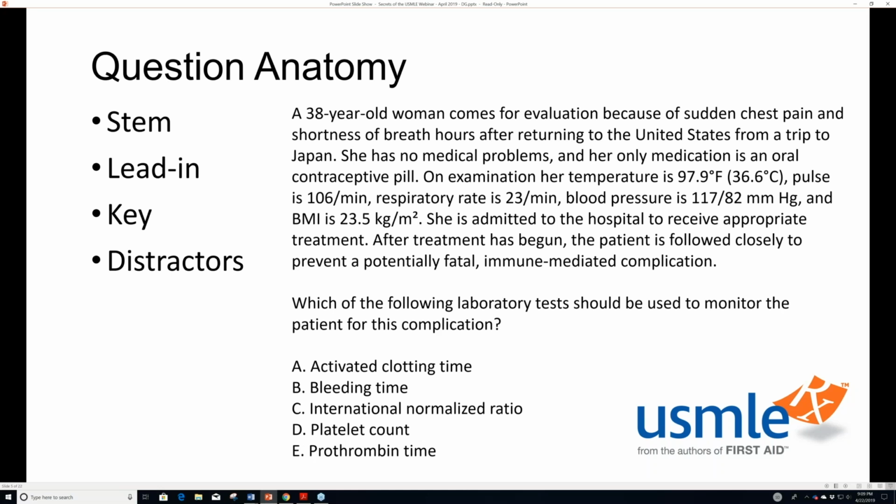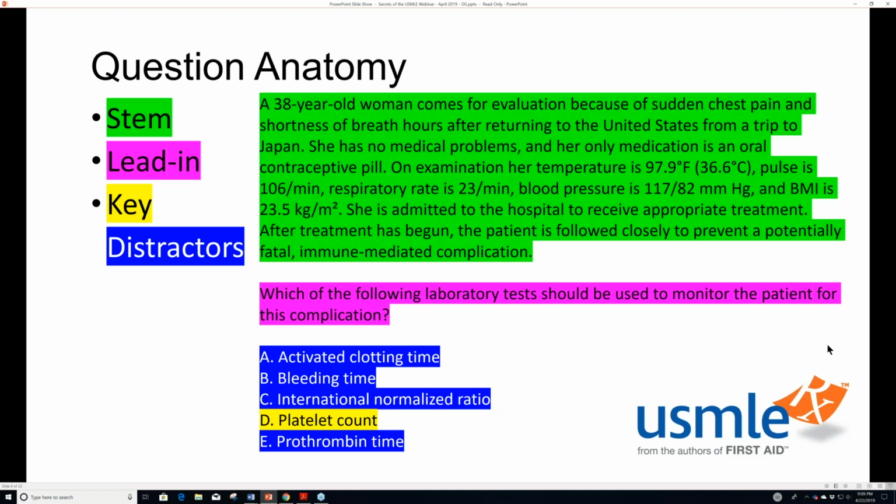And then the key is the correct answer down there, and the distractors are all your other wrong answers. If you click forward one, we'll see the color-coded version. There we go. So the key here would be the platelet count, and the distractors would be all your wrong answers, which are colored blue there. And this is just question anatomy and how questions are set up.